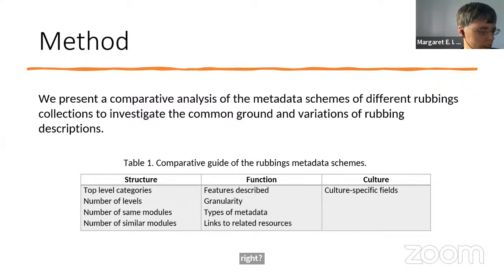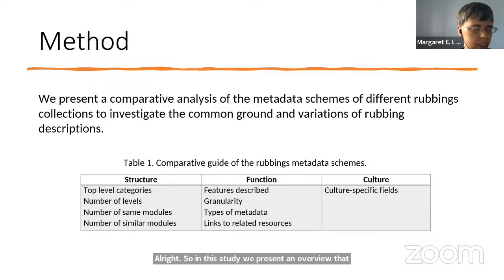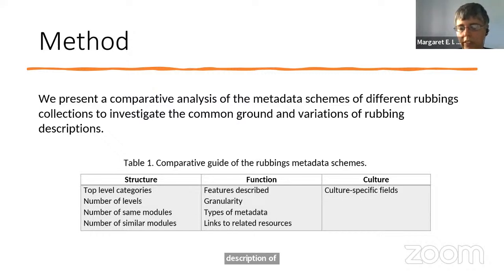Right. So in this study, we present an overview and a comparative analysis of these metadata schemes of different rubbings collections. The purpose of the comparison is to increase awareness of the various rubbing schemas being used, and to enhance an understanding of the influence of different cultural backgrounds on the description of rubbings. This is also affected, of course, by the rubbings being from different cultures initially, not just the culture of the people describing the rubbings.